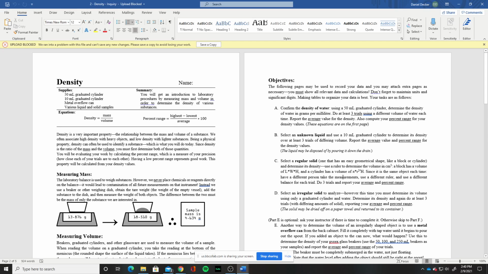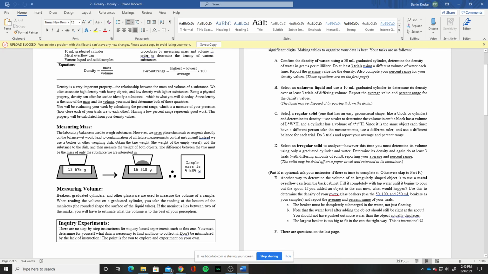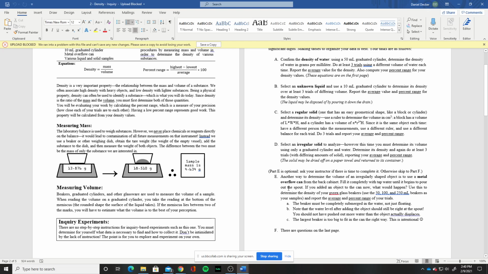You would find the length, height, and width of a piece of metal. You would weigh the piece of metal, and you would use all that information to get the density of the metal. Part D is also a solid again, but this time it's irregular, so it's not something you can measure with a ruler. They're like little crystals and things that are not regular in shape. And then part E was measuring the density of beakers using what we call a metal overflow can.